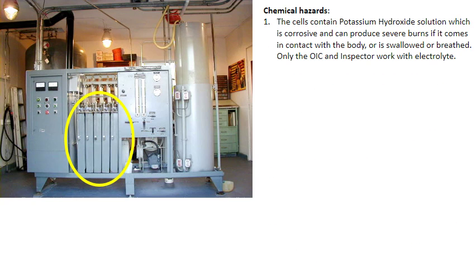The electrolyzer also contains chemical hazards. The cells contain potassium hydroxide solution, which is corrosive and can produce severe burns if it comes in contact with the body or is swallowed or breathed. Only the OIC and inspector work with electrolyte liquid.